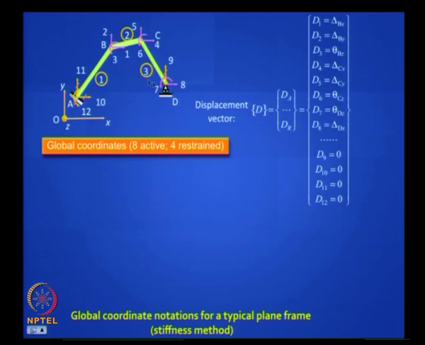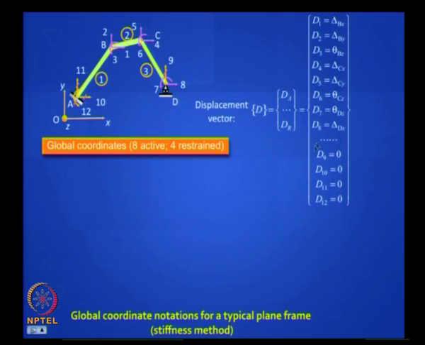d2 will be the amount it moves upward, right, at B. d3 would be the anti-clockwise rotation here. If you end up with a clockwise rotation, you should put a negative sign. Likewise, you can cover all the way from d1 to d8, okay.